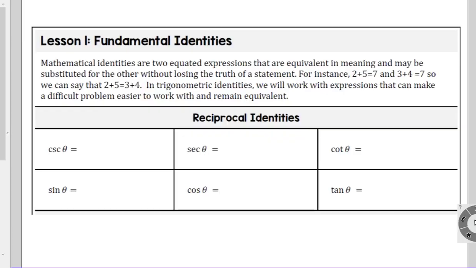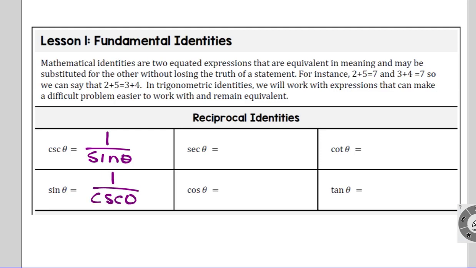So identities are statements that are true for any values that we plug into them. We've already talked about some identities. One was the reciprocal identities. We learned these a long time ago. We know that cosecant theta is equal to 1 over sine theta, and sine theta is 1 over cosecant theta. Secant theta is 1 over cosine theta, and cosine theta is 1 over secant theta.